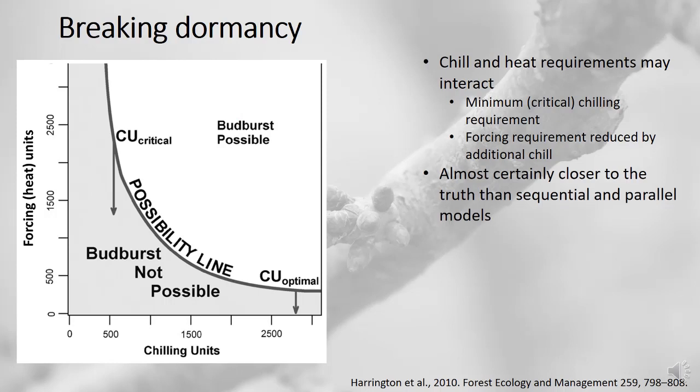This concept is almost certainly closer to the truth than the sequential or the parallel models, but it's unfortunately a bit more complicated and makes modeling phenology even a little bit harder. We know that there's not this kind of hard combination of chilling and heat requirements, but this kind of fuzzy possibility line with all kinds of combinations actually being potentially conducive to bud burst.